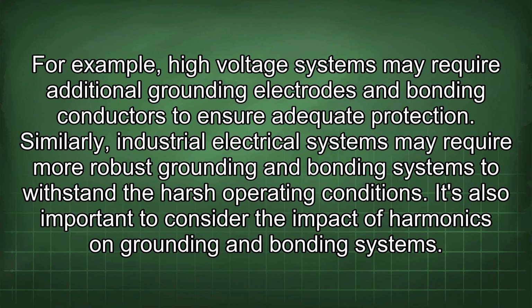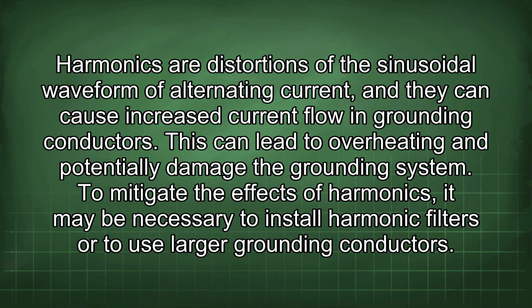It's also important to consider the impact of harmonics on grounding and bonding systems. Harmonics are distortions of the sinusoidal waveform of alternating current, and they can cause increased current flow in grounding conductors. This can lead to overheating and potentially damage the grounding system. To mitigate the effects of harmonics, it may be necessary to install harmonic filters or to use larger grounding conductors.